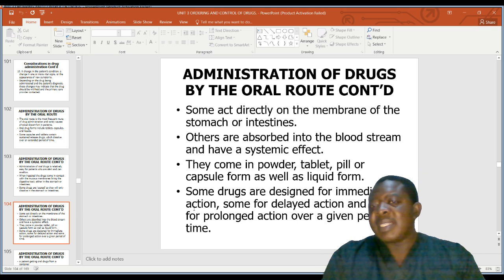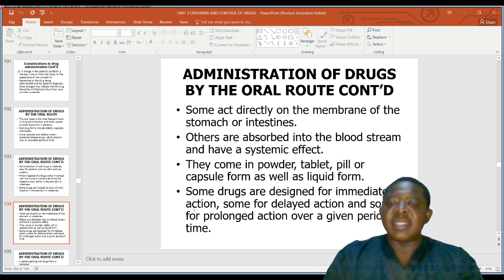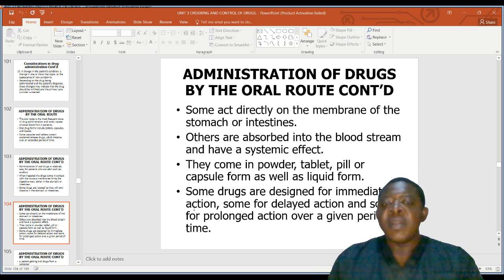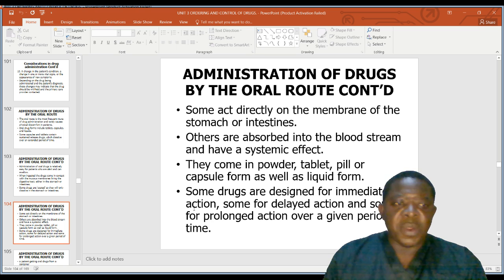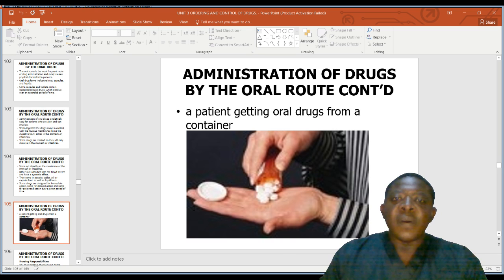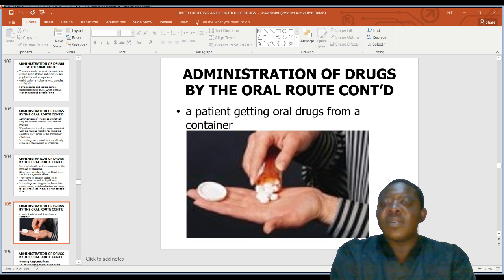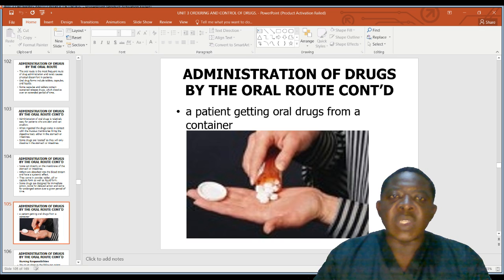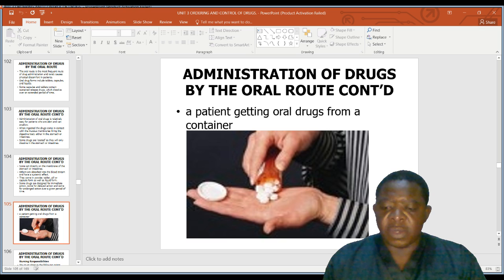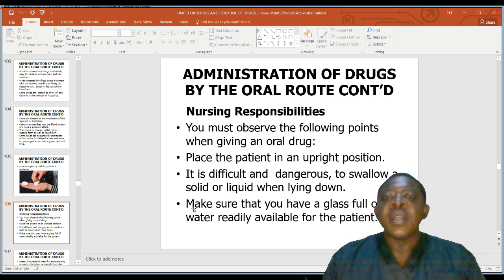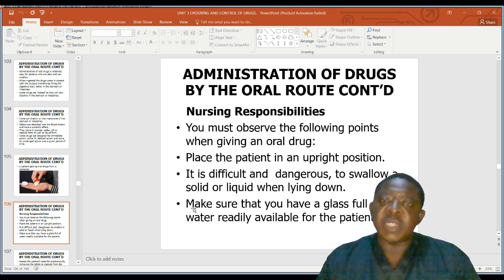Some drugs are designed for immediate action, some are delayed action, and some for prolonged action over a period of time. Okay, so a patient getting oral drugs from a container. So that is just the illustration, pictorial illustration there. Okay, so nursing responsibility when you're giving oral drugs, you must observe the following points when giving these oral drugs.